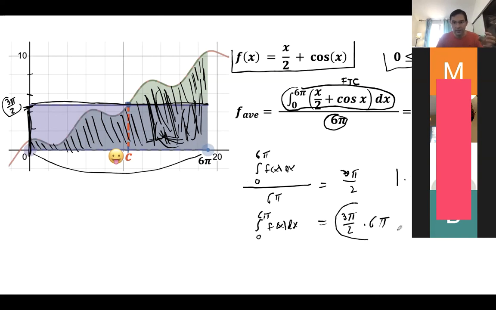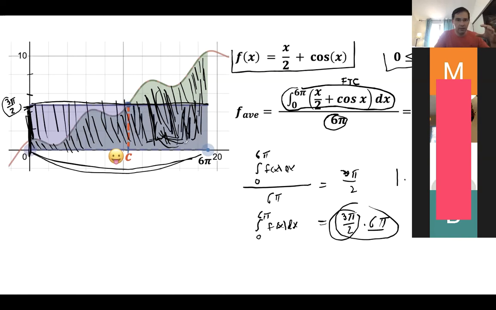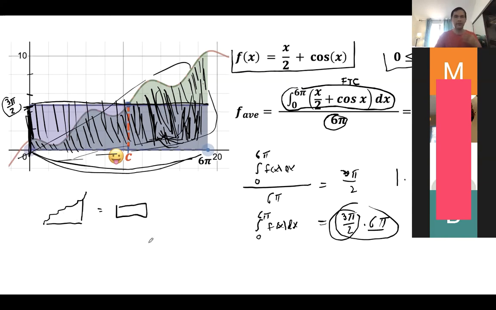But what is this? This is exactly the area of a rectangle. The base of this rectangle is 6 pi, and the height of this rectangle is 3 pi by 2. So the area of this rectangle is exactly the same as the area of the other thing. In other words, you have this thing that looks like this, and you can find a rectangle whose area is exactly the same as this. This is the key point of the mean value theorem.